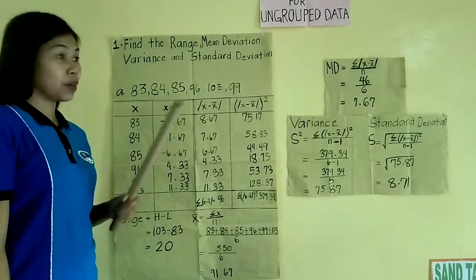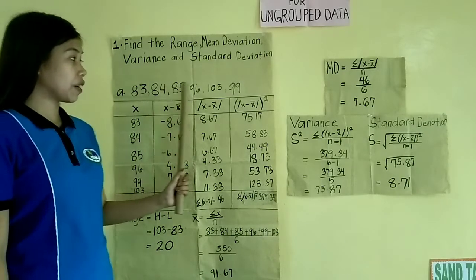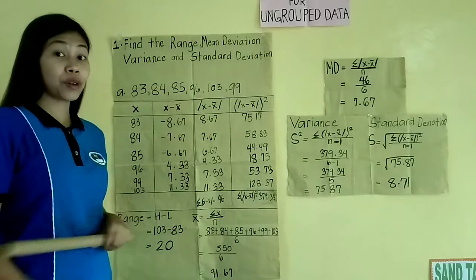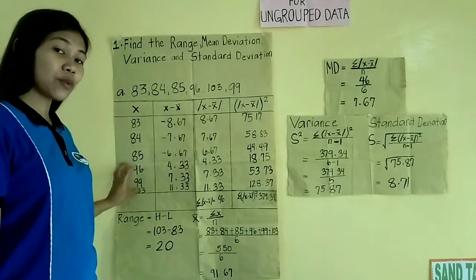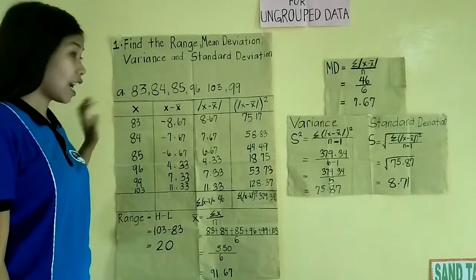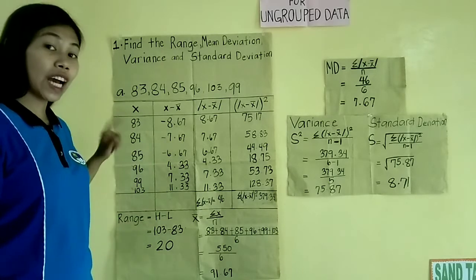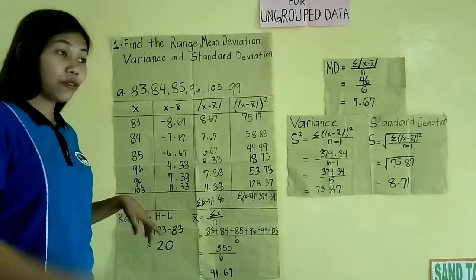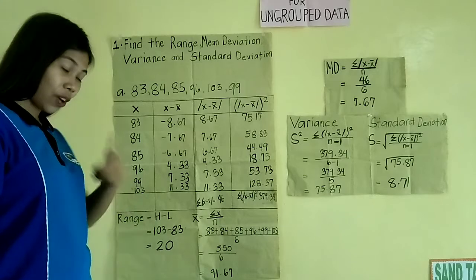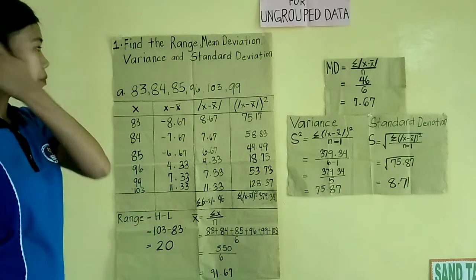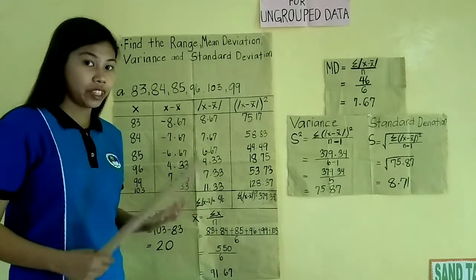So, our example data is 83, 84, 85, 96, 103, and 99. So, what do we do first? First, we need to arrange it in ascending order, meaning from the lowest going up to the highest data, and of course in vertical order. Okay? Next, from this data, you can get the range.